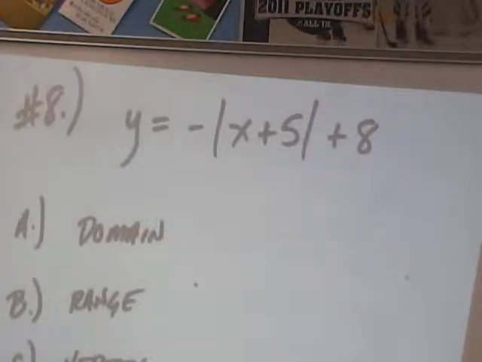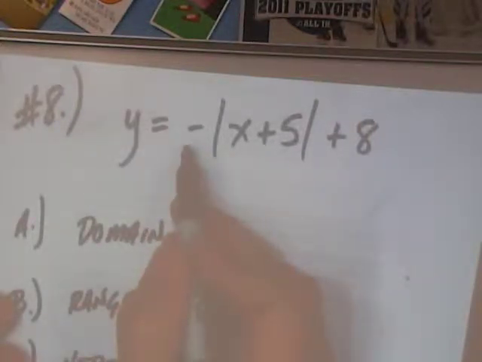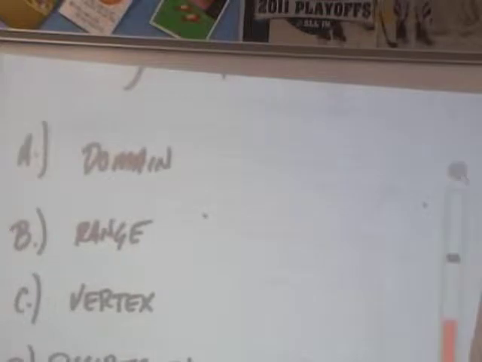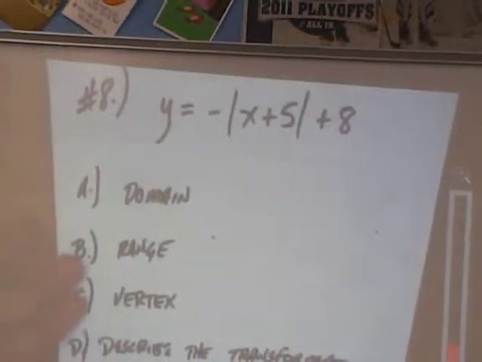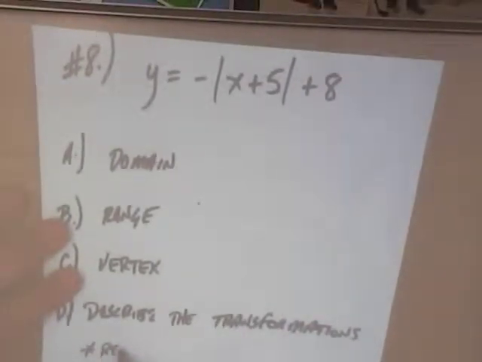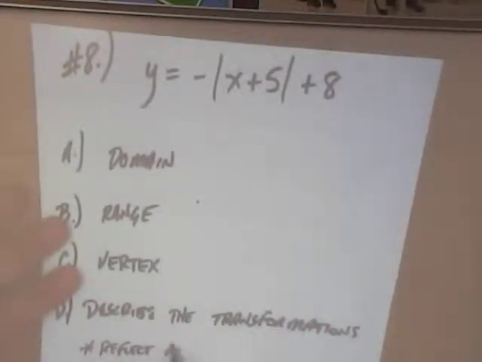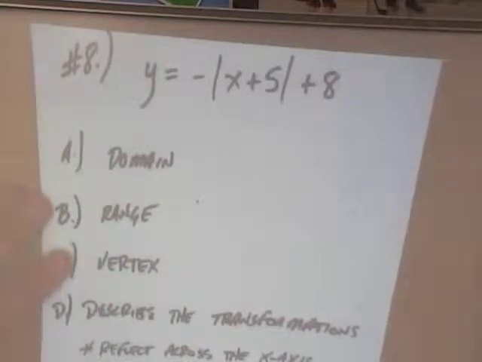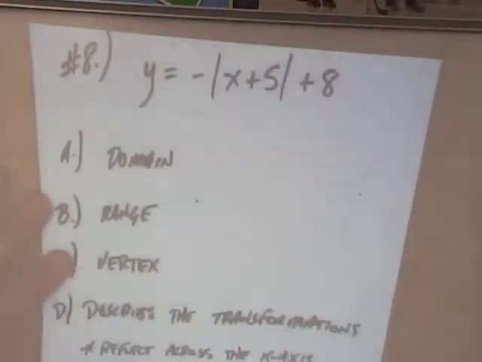Actually, let's go ahead and do D first. Describe the transformations. What's the negative going to do? Flip it, reflect across the x-axis. There we go. What's the plus 5 with the x going to do? Right 5. Oh, left. Left 5.